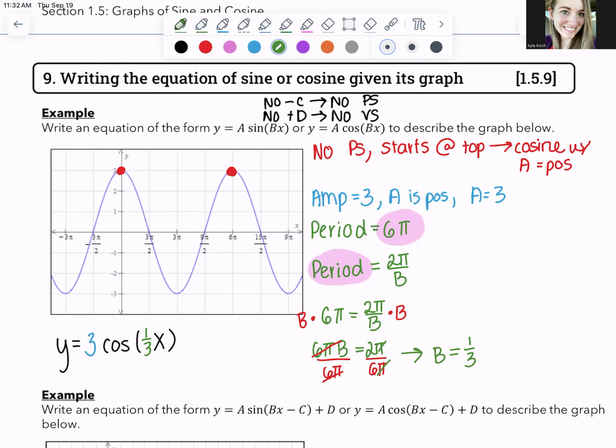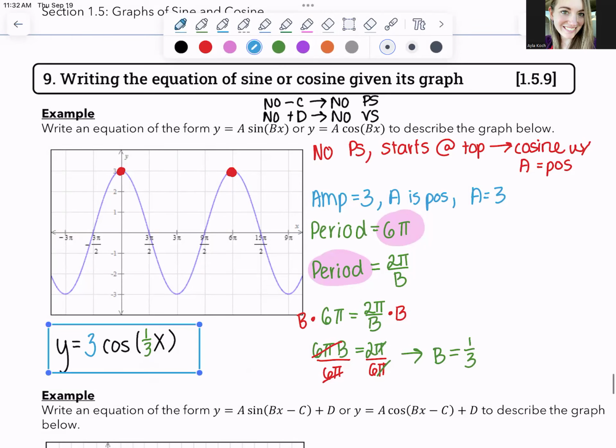Y is equal to cosine of 1/3 x. And that's the answer. That's it. Boom, wham, bam, thank you, ma'am. Not so bad, right? Not so bad.